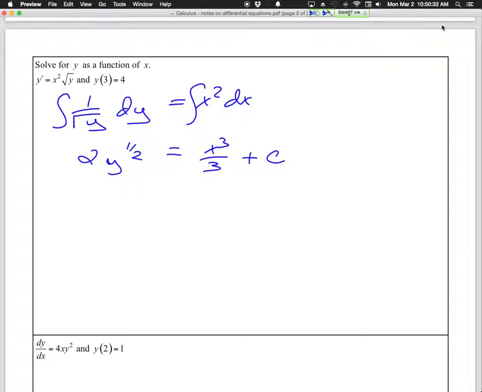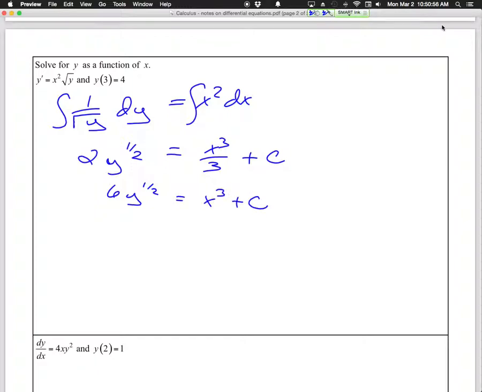Initial condition. All right, before I do the initial condition, what do I recommend you do? Divide by 2. Get rid of the fraction, if possible. So what can I do to get rid of my fraction? Multiply by 3. So let's make it 6y to the 1 half equals x cubed plus c.